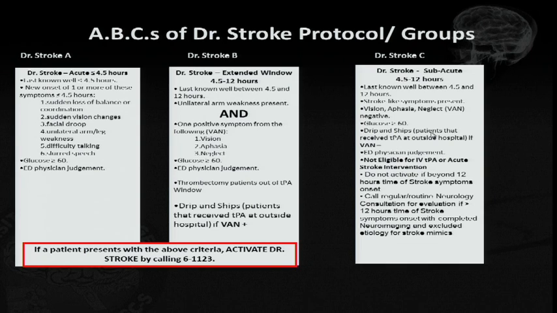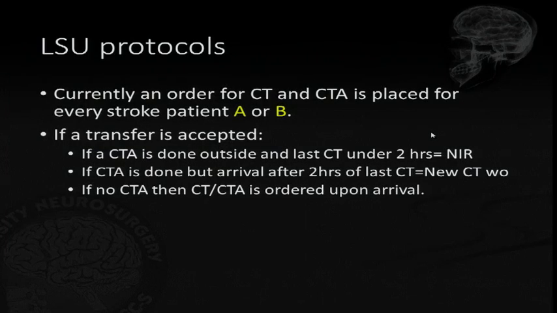A and B are the ones that you guys get activated. C does not get activated until neurology comes in, and then they may think it is severe when it was not severe at the beginning, or it was not picked up as severe, and then they get activated as B. So currently, for our Stroke A's and B's, we do a CT and a CTA for every single Stroke A and B, regardless of the severity, not for C's.